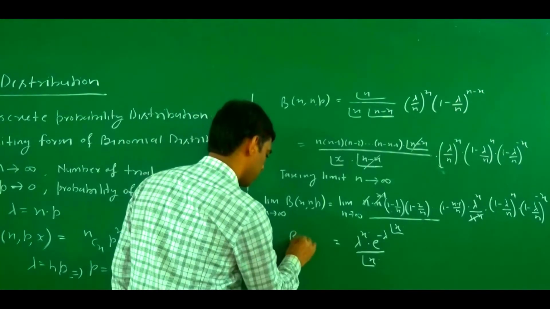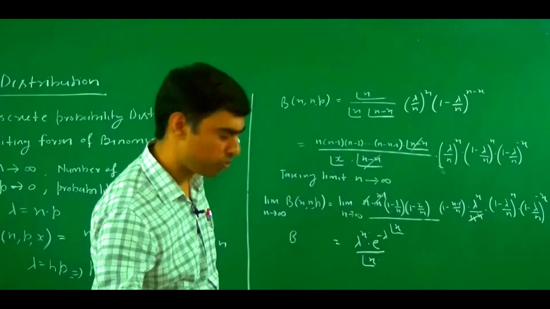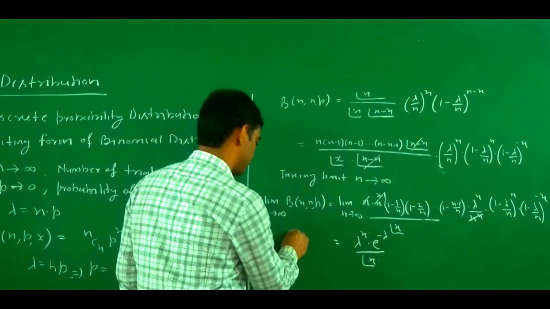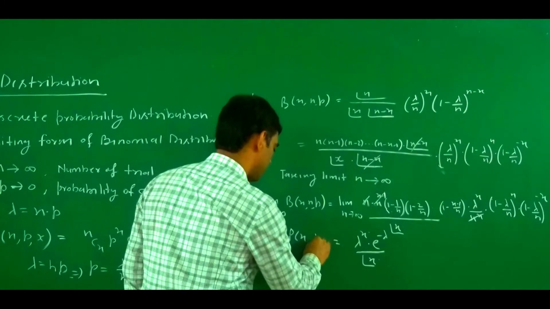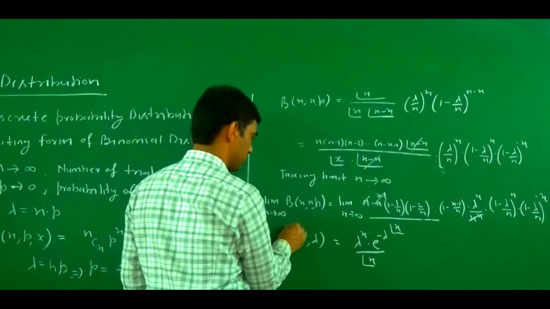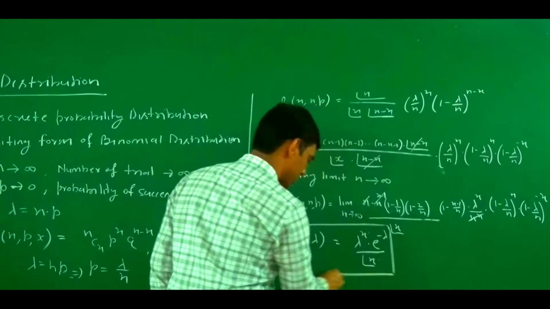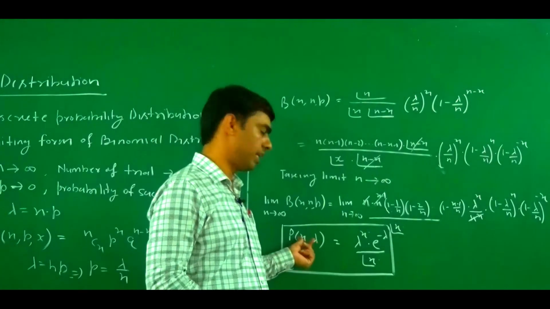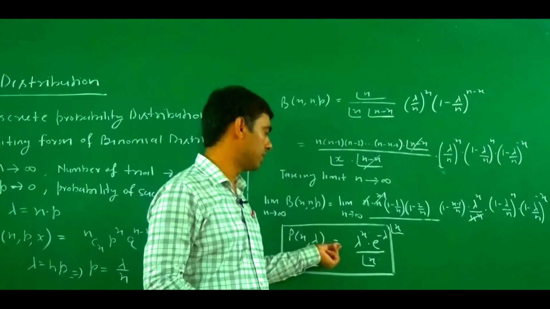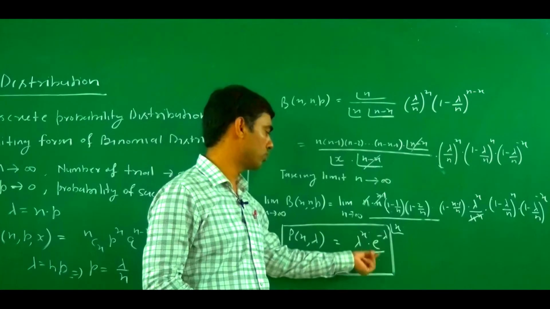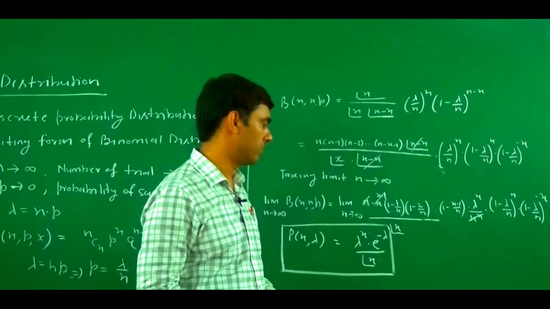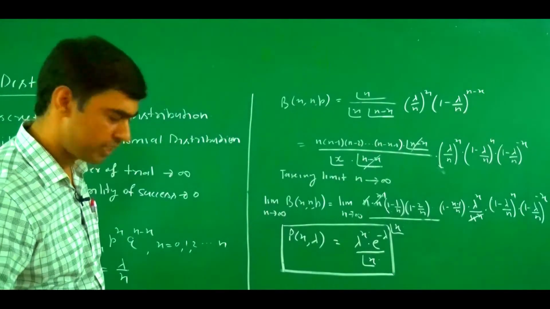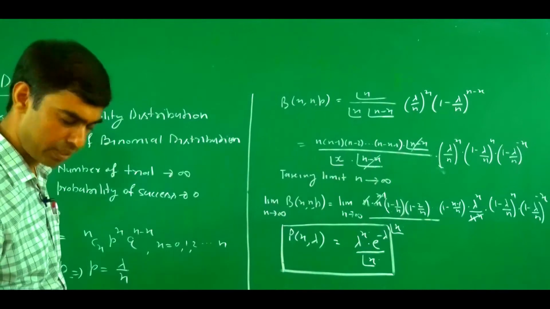Sorry, this one is a Poisson distribution, so here we denote it by P. So P(x, lambda). This is a Poisson distribution. P(x, lambda) has two parameters, lambda and x. Lambda equals np, and this equals lambda to power x into e to power minus lambda divided by factorial x. So this is a Poisson distribution, a limiting case of a binomial distribution.